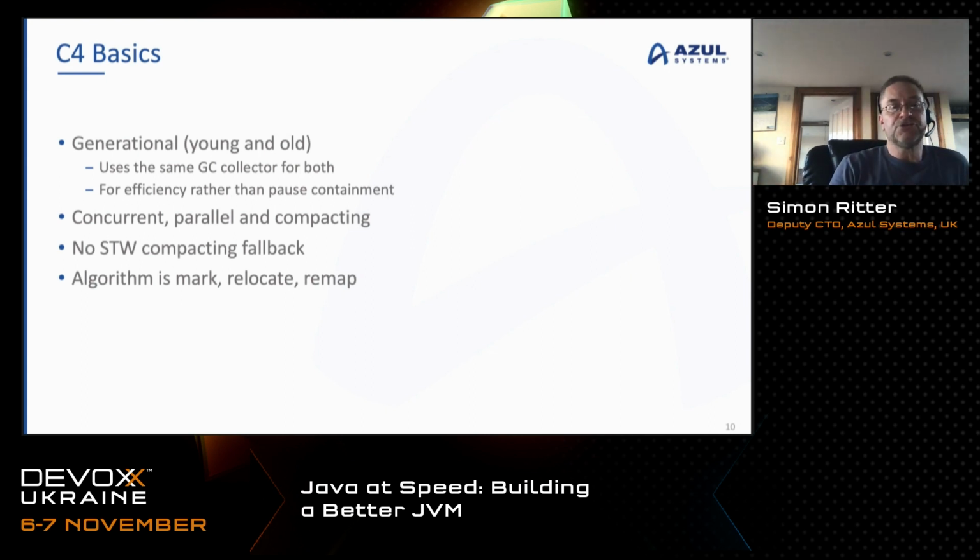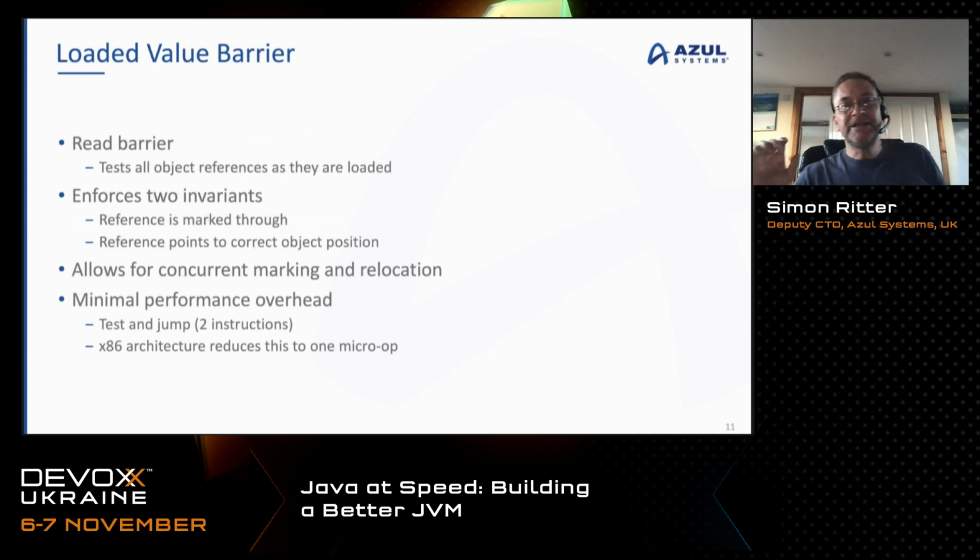The algorithm we use is 3 phases. It's mark, relocate, and remap. Now, how can we do this? Because obviously if we're going to move objects around within the heap and we're going to do marking whilst the application threads are working, how do we do that and make sure that it works completely safely?